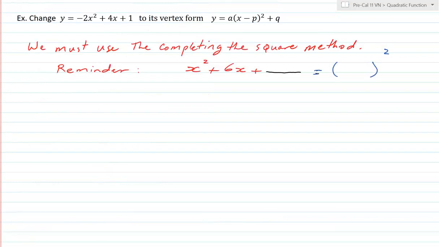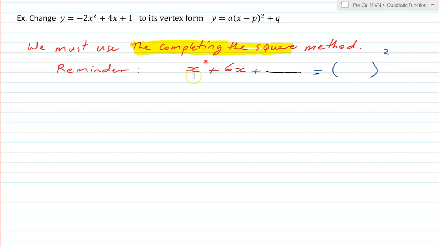The method that we're going to use to change the general form of a quadratic to the vertex form is the completing the square method. And this is the method that we actually use to solve quadratic equations. This was a method that we used to derive the quadratic formula. All right, just a reminder.